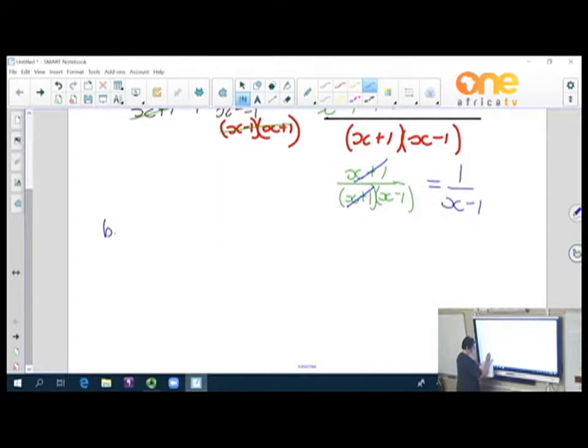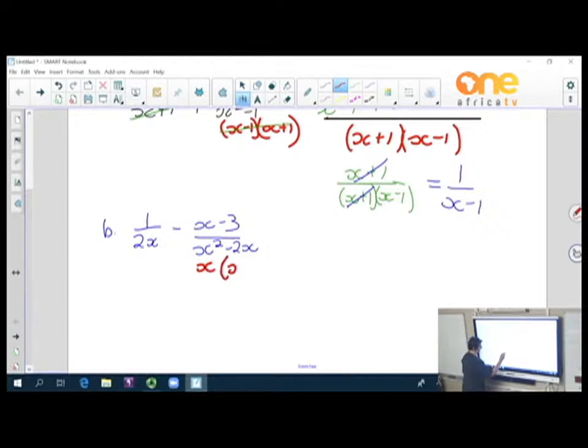Right, the second one, number B. 1 over 2x minus x minus 3 over x squared minus 2x. I need to find the LCM, and for that I need to factorize. This is the one that you're going to factorize. This time it is the highest common factor that you take out. That is then x minus 2.